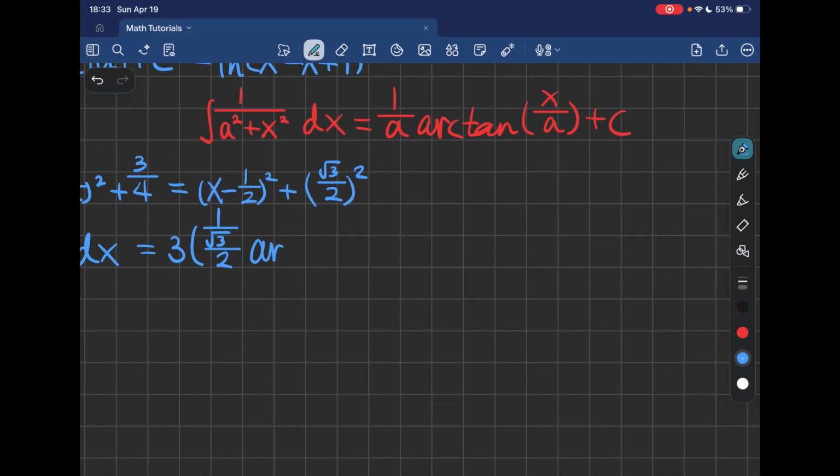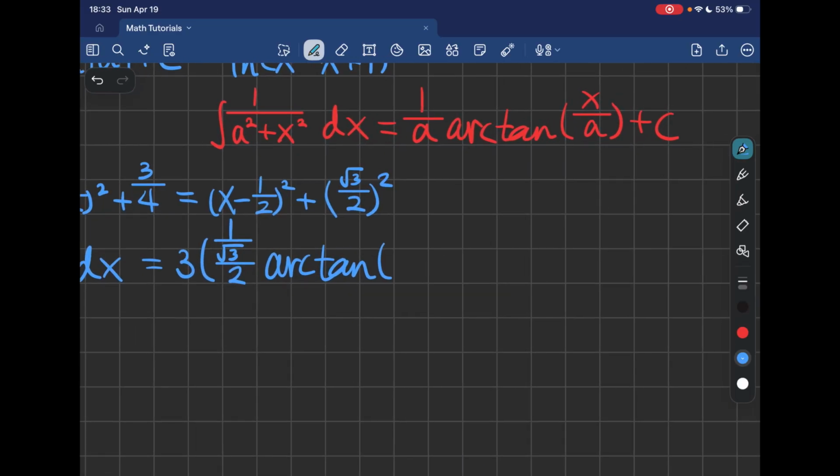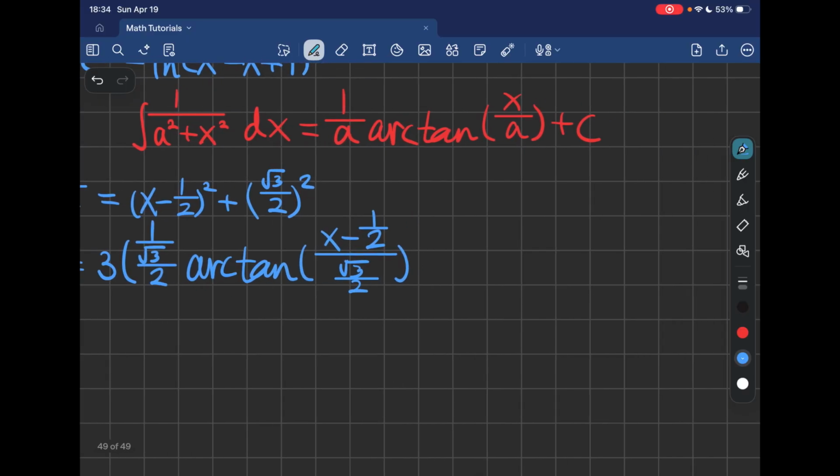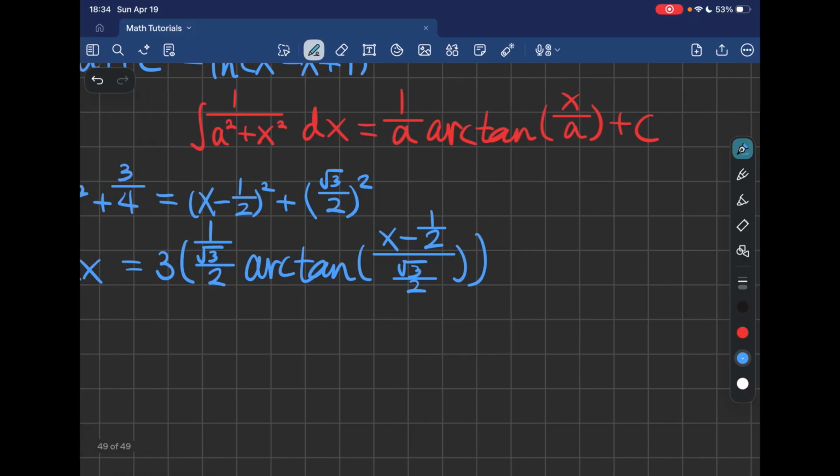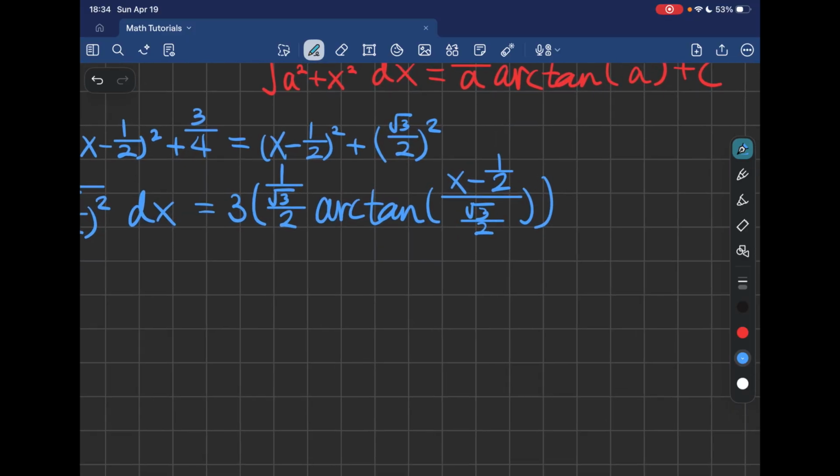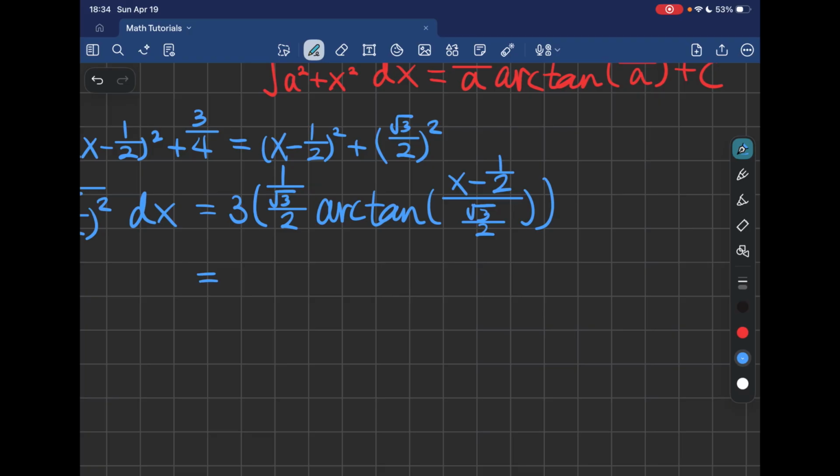And arctan of the, so it's x over a, right? So x is just x minus half, and a is still that thing we just wrote, this fraction. I'm not going to write plus c right now because we'll write it in the end, so we can just start simplifying that because it looks incredibly messy.